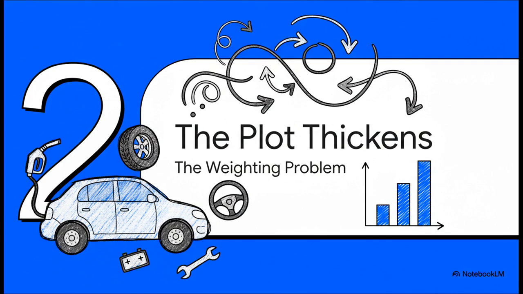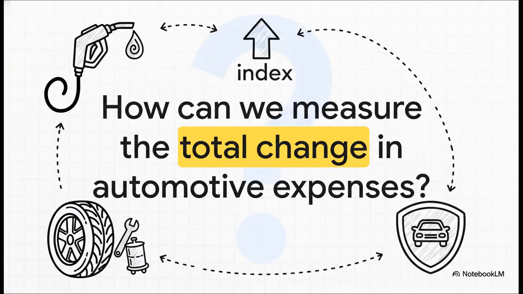A price relative is great for one item, but what happens when we want to track something more complex, like the entire cost of driving? Because that involves way more than just gas. Right. To get a true picture of driving costs, you've got to think about more than just fuel. You've got oil changes, you've got new tires, and of course, you have car insurance. So how do you possibly combine all of those different price changes into one single, meaningful index?